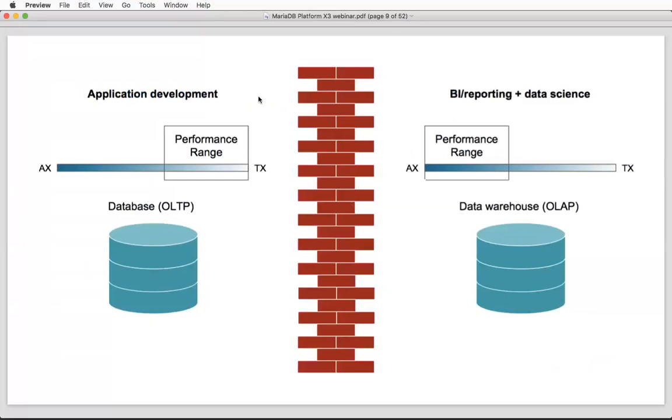There is a problem with that, though. We've essentially built a brick wall between the application development side of the house and the BI reporting or data science side of the house. Two different databases, two different underlying database technology, two different database vendors. Eventually, that transactional data will make its way into the data warehouse.